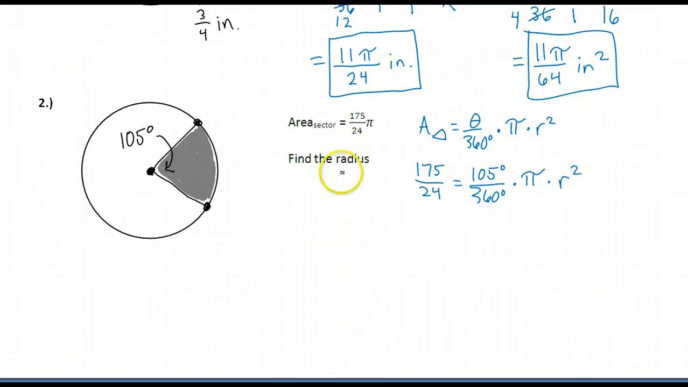And I need to find the radius. Excuse me, I forgot my pi right here. I need to find the radius. So I need to solve this equation for r. Again, I'm going to try to do this without a calculator. First thing I want to do is divide 105 and 360. I know that 105 is divisible by 5. 105 divided by 5 is 21. And 360 divided by 5 is 72.